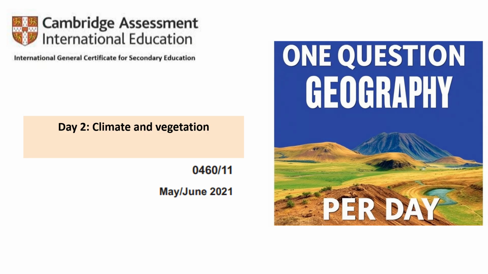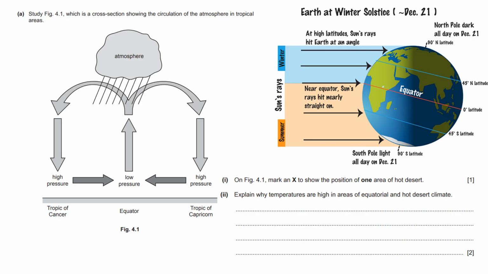Now, this question is from May-June 2021, and we're going to be looking at the question that has to do with climate and vegetation. This is the first question here, which is, there's a study figure 4.1, which is a cross section showing the circulation of the atmosphere in tropical areas.